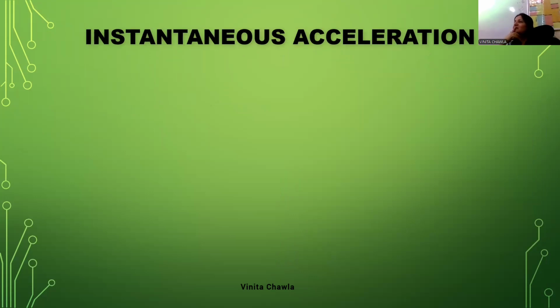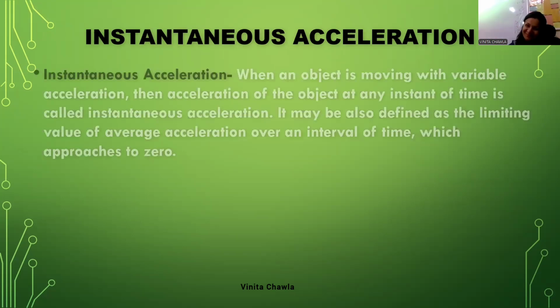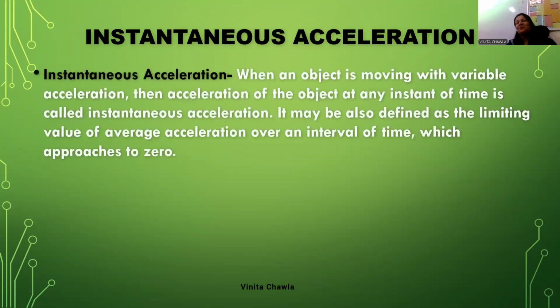What is instantaneous acceleration? How do we write the expression? We know it's dv upon dt, or in terms of position, if I want to write, then dx upon... no, not this. One second, let me recall. I'll tell you, don't worry.